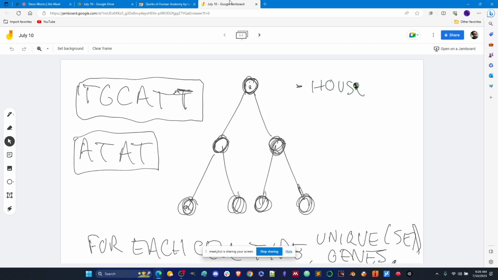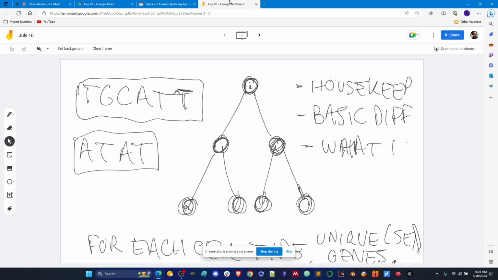Okay, I'm trying to think ways through it. Yeah, the housekeeping genes. Yeah, basic differentiation. Okay. Yeah, so we're looking for what is involved in differentiation, and can we make a motif for that, and then hunt for it, and then count the number of times it occurs. Yeah. If the number of times it occurs equals the number of nodes on that graph, then we have a candidate.